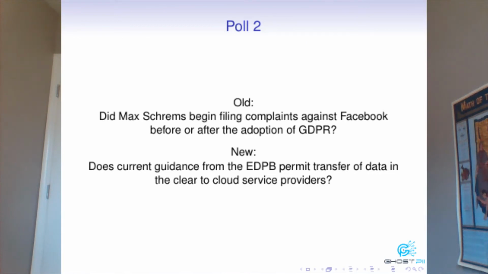All right, our new question, and I'm gonna handle this the same way. When we get to round 3, I will talk about the answer. Does current guidance from the European Data Protection Bureau permit transfer of data in the clear to cloud service providers? I will give 45 seconds for the organizers to get this question out to you officially, and a little time for you all to look at it.